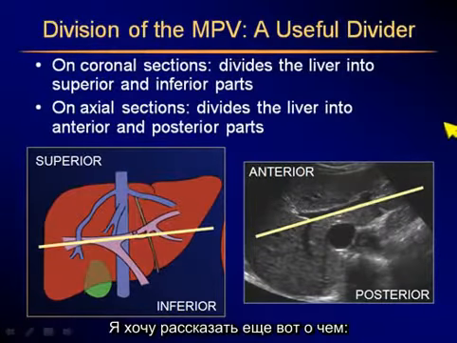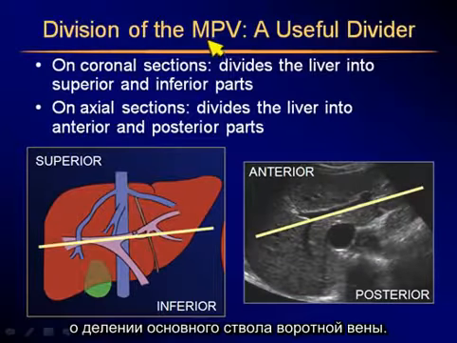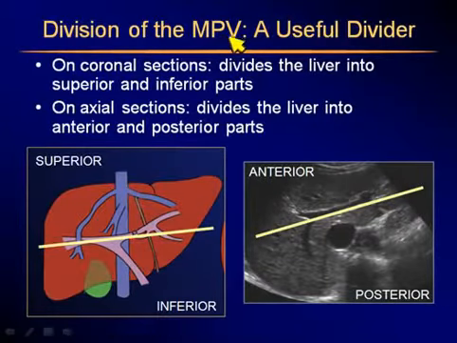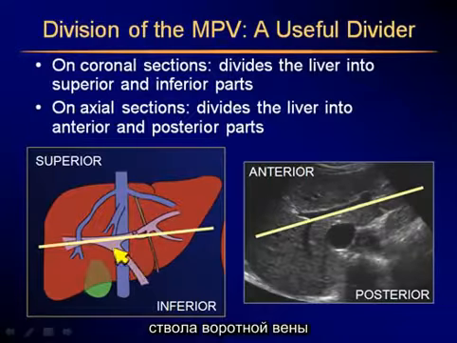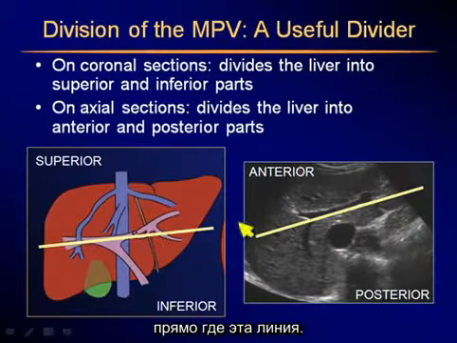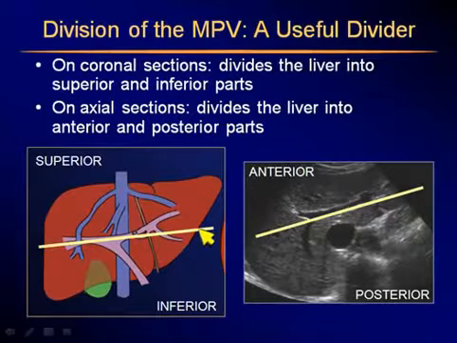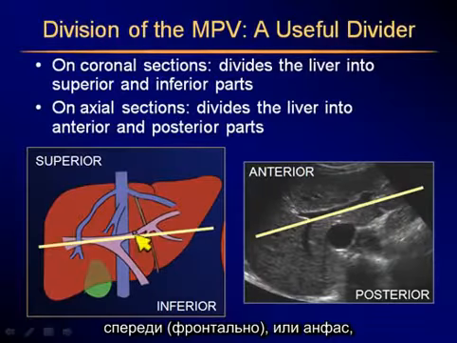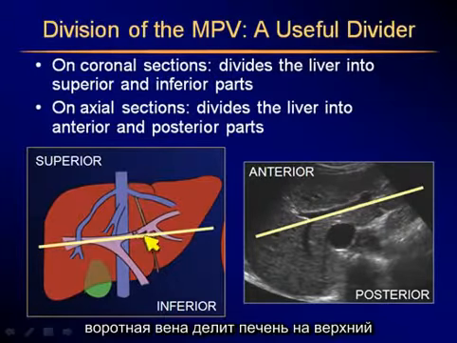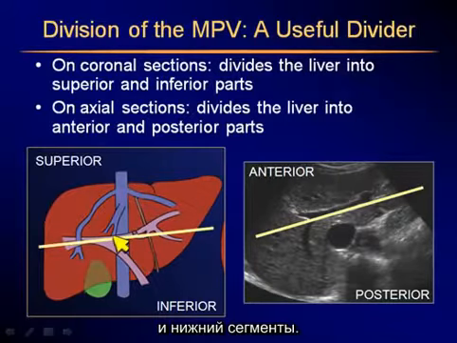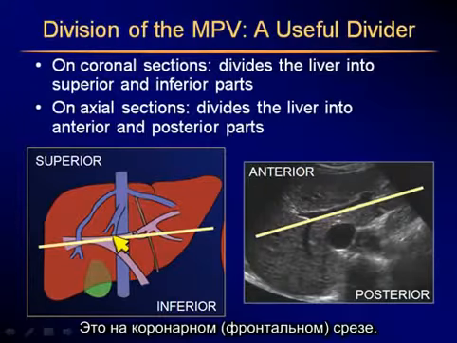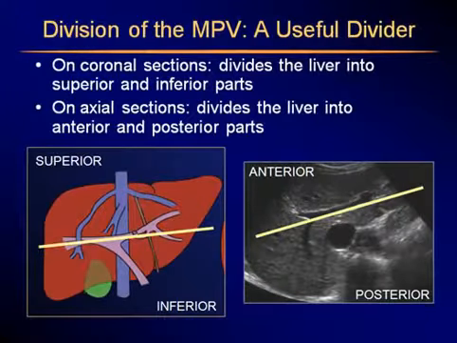Another point that I'd like to bring up here is about the division of the main portal vein. Precisely where the main portal vein comes in and splits, right in that line here, we can use that as another anatomic divider of the liver. If we look at the liver frontally or en face, we'll see that that part of the portal vein divides the liver into superior and inferior segments. However, that's on coronal sections.